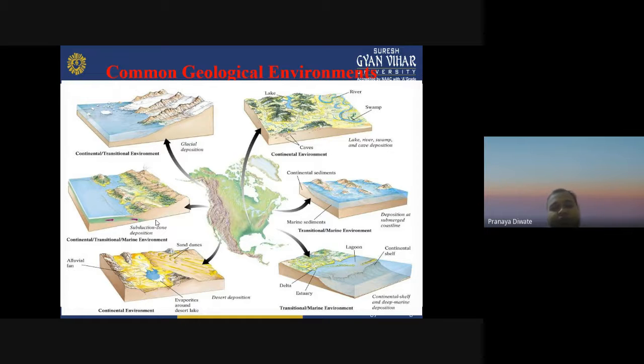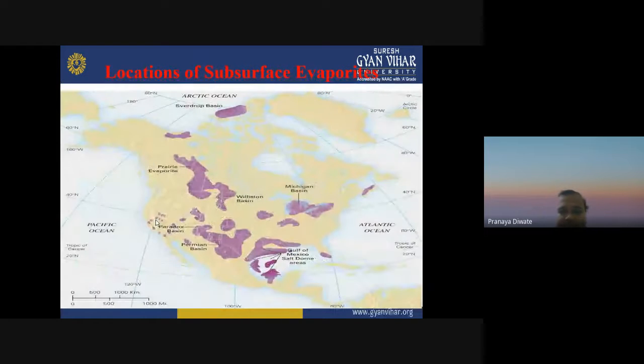In addition to this, there are also different environments like lake, lagoon, and so on. There are lots of environments which can produce your sediment according to their climatic condition. So these are some of the locations of subsurface evaporites.